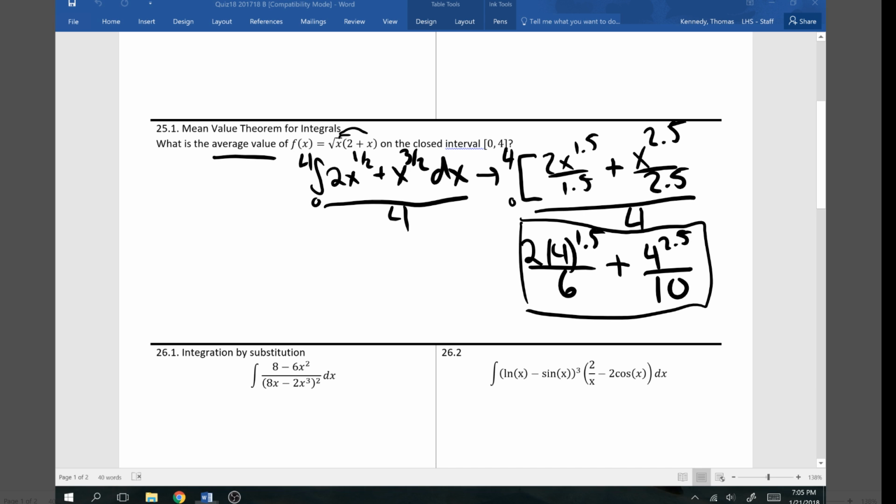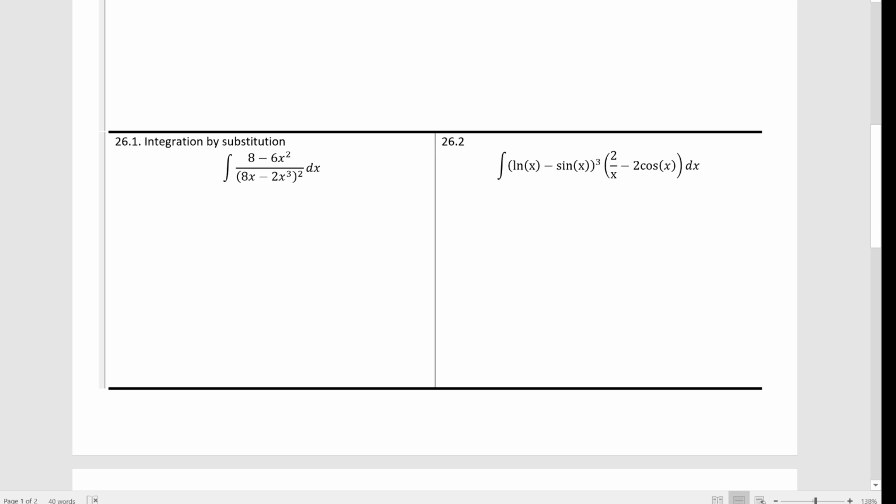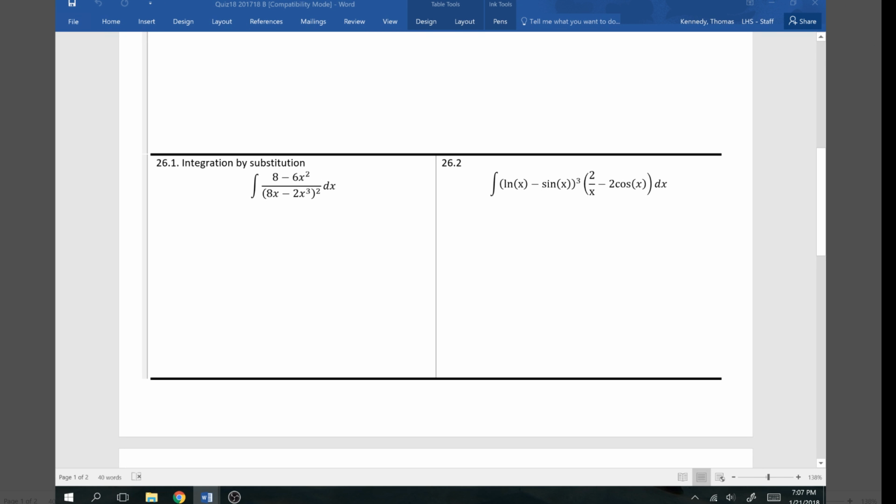A lot of people forgot to divide by the width, or didn't prepare for the quiz or something. I don't know. All right, the bottom ones. I kind of just swapped the u-sub in both of them. The problems were very, very similar.